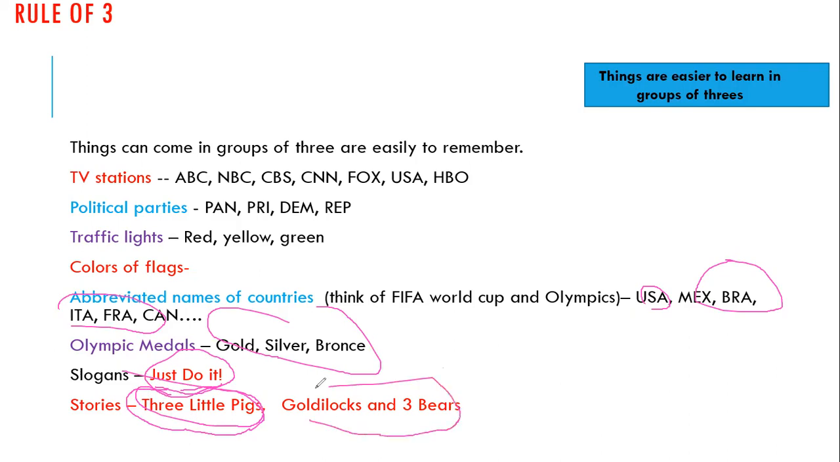In addition, you have the story of Goldilocks and the 3 bears. Another story with 3 are the 3 billy goats gruff. And the last example of stories would be A Christmas Carol with Ebenezer Scrooge and Christmas past, present, and future. So this is just some of the examples of rule of 3, that things are easy to remember.